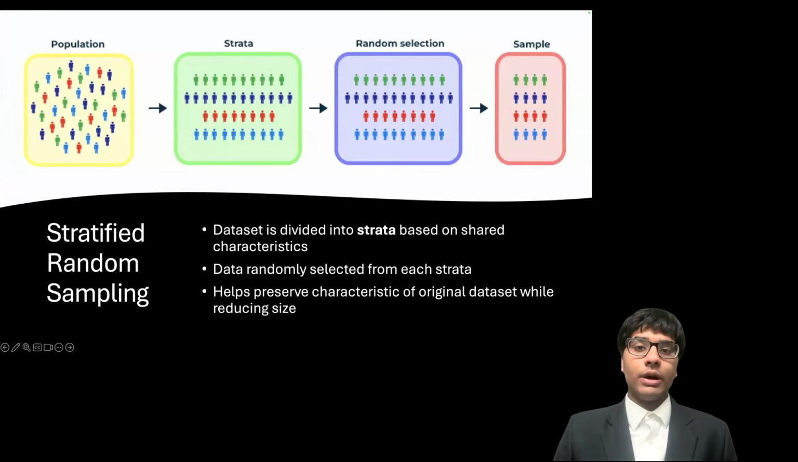Now, let's talk more about stratified random sampling. Stratified random sampling is a dataset selection technique where a large dataset is first divided into groups known as strata based on shared characteristics. Each of the strata represents a specific characteristic of the overall dataset. Then, samples are randomly selected from each strata to ensure every group is proportionally represented in the final dataset. This helps maintain the key features and balance of the original dataset while reducing its overall size.